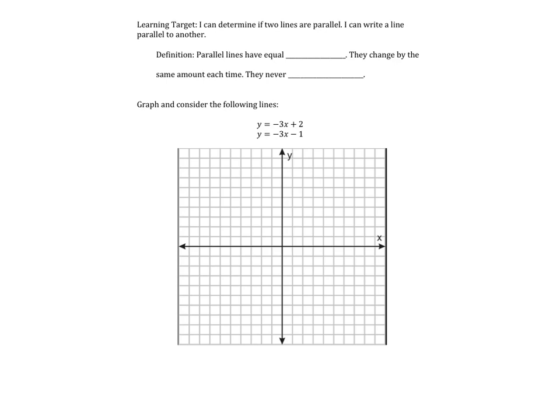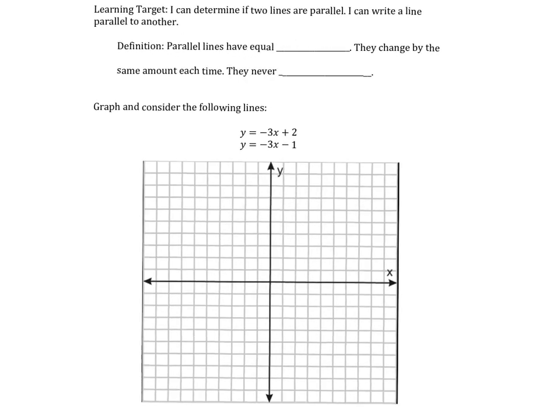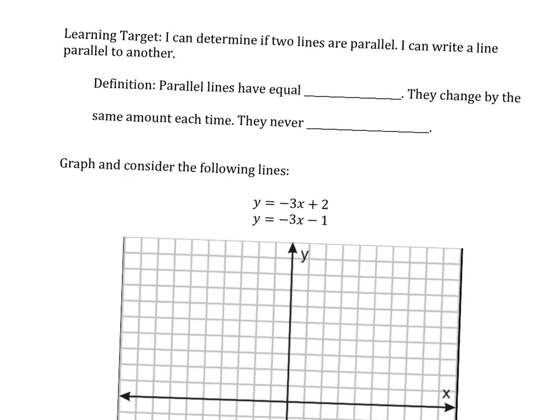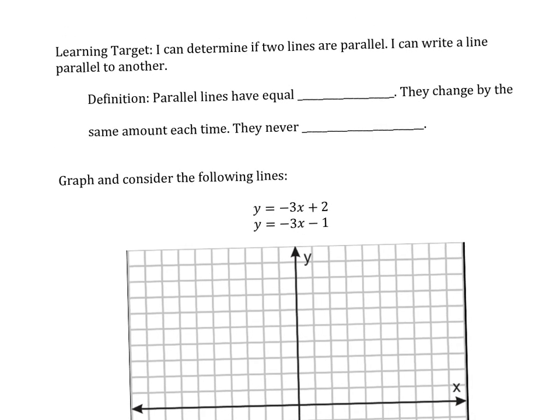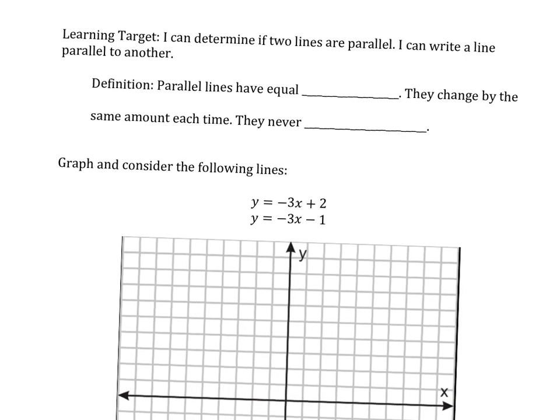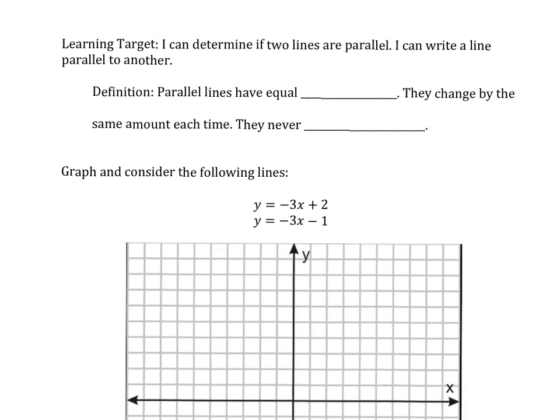Our learning target for today is I can determine if two lines are parallel, and I can write a line parallel to another. First we have a definition of parallel lines. Parallel lines have equal slope. If two lines are parallel, they're going to have the same slope. They change by the same amount each time, and they are never going to intersect.